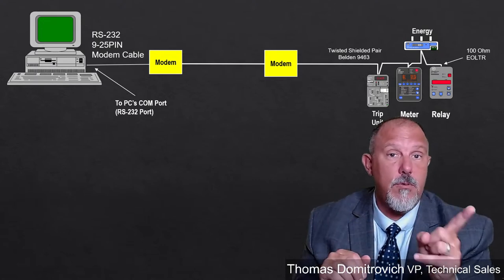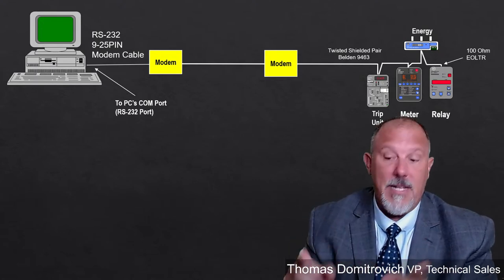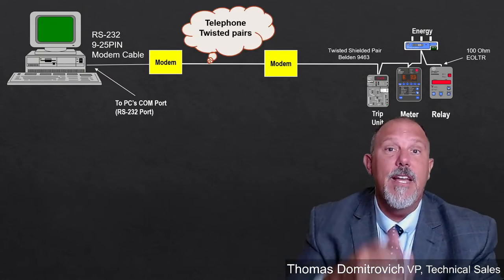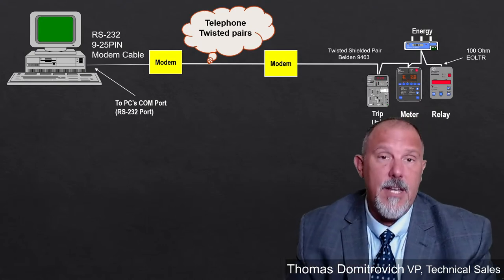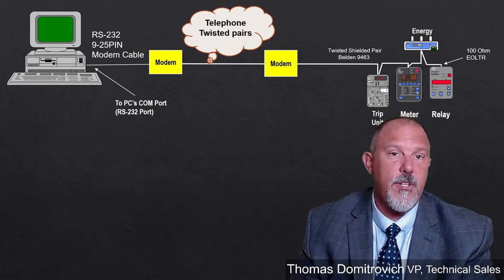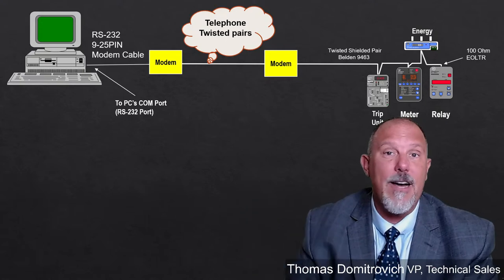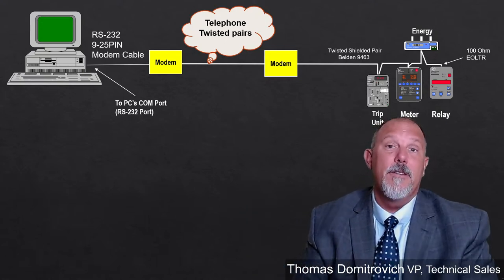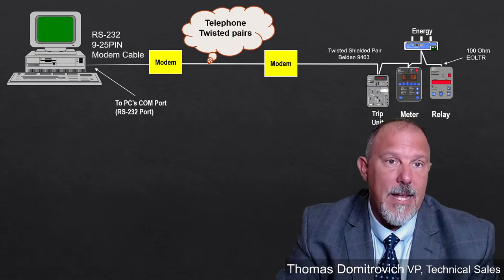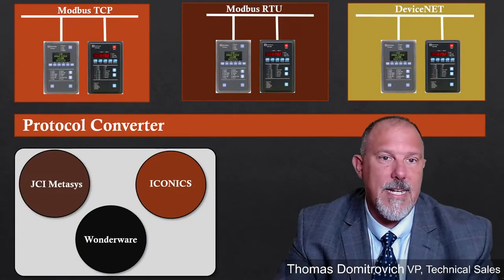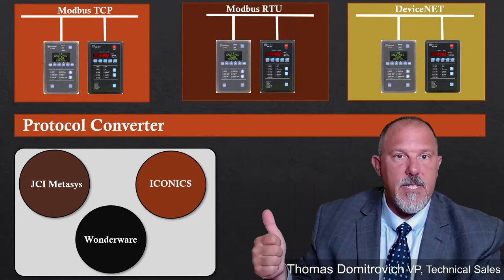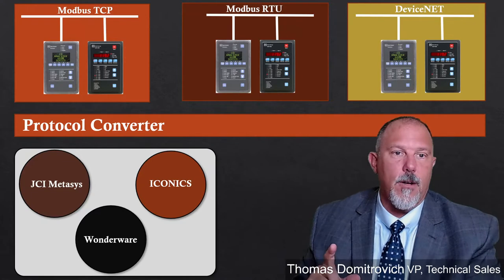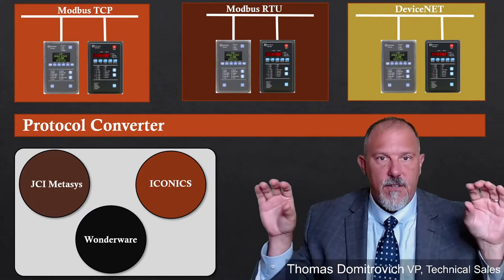It is a computer through two modems that could be dial-up. It could be those telephone twisted pairs, and these could be line drivers that are basically taking my RS-232, converting that over and putting it out on an RS-485 network, say Modbus communications. So my physical layer and my software layer all work together. I could have a Modbus network, Modbus TCP, Modbus RTU. I can have a DeviceNet network, but I need a protocol converter.